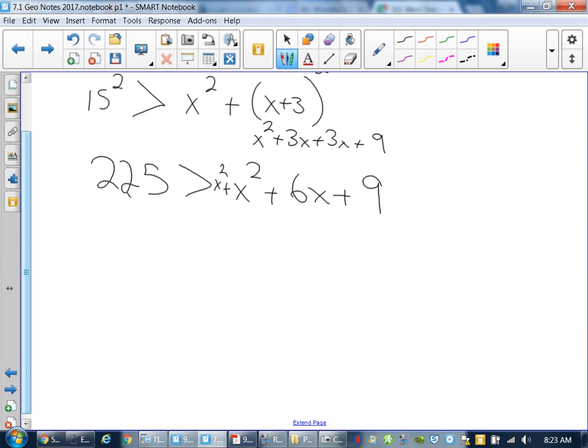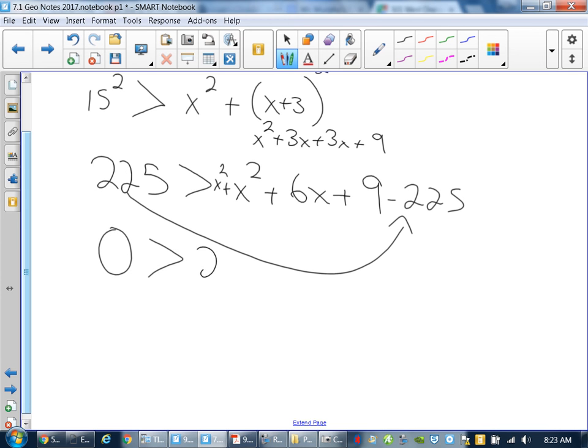So here's what we're going to do. I'm going to move the 225 over by subtracting 225. I'm going to combine my like terms. I'm going to say that 0 is greater than 2x squared plus 6x minus 216.